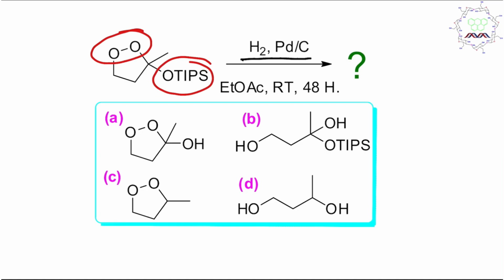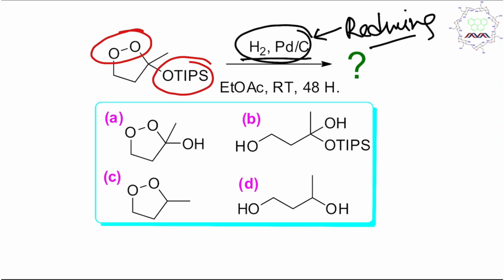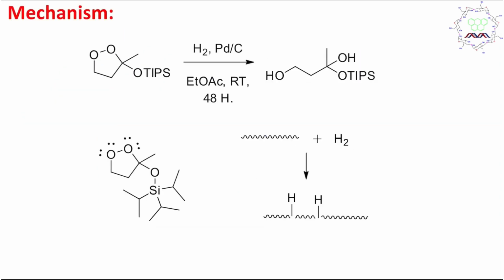So from this you can understand this reagent is actually reducing, okay? And peroxide, if you look at this, is oxidizing. So from that you can conclude easily that oxidizing and reducing together, they will react efficiently and they will do something else. Yes, obviously it is. So let's learn the mechanism.